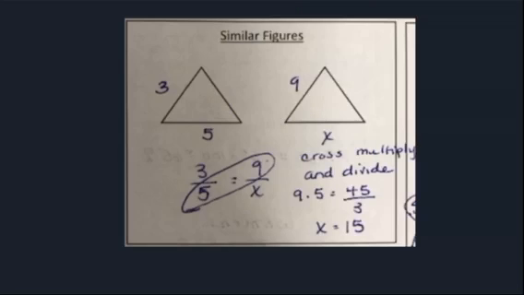Similar figures. We just got done talking about similar figures, so this should be pretty easy. Remember, we just line up our sides. So here I chose to do 3 since that was a side and 5 is the base, and 9 since that was a side and x since that was a base. Then we just cross multiply and divide.